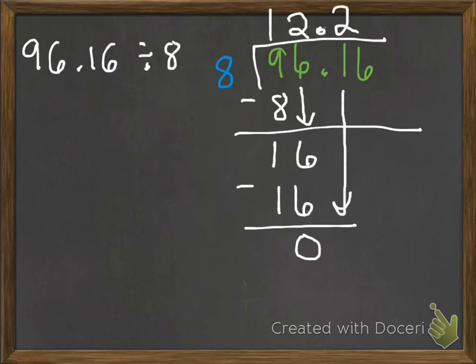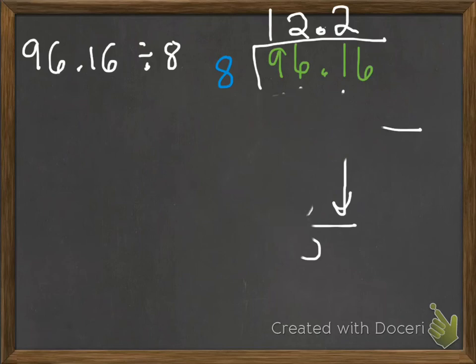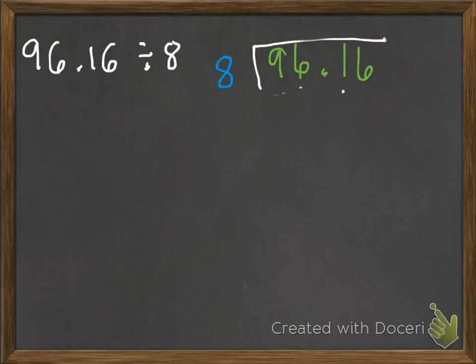Oh, wait. I think I made a little mistake. Let's try this one again. I'm going to erase this stuff. I think I overdid the numbers. So let's try this again.